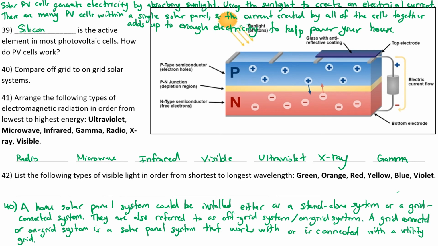List the following types of visible light in order from shortest to longest wavelength. Okay. So we have violet, blue, cyan, green, yellow, orange, and then red.